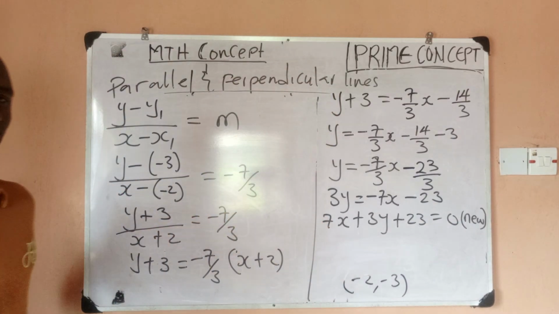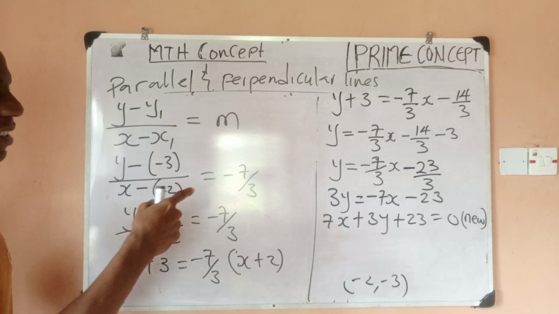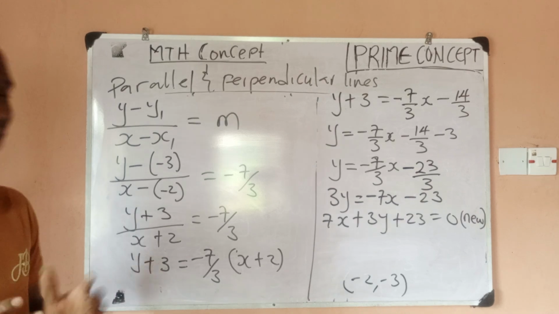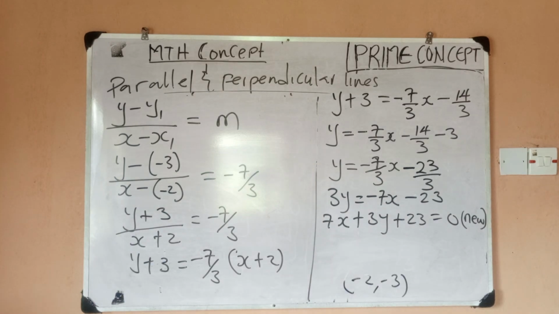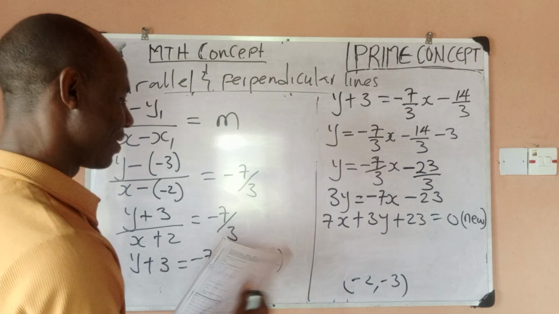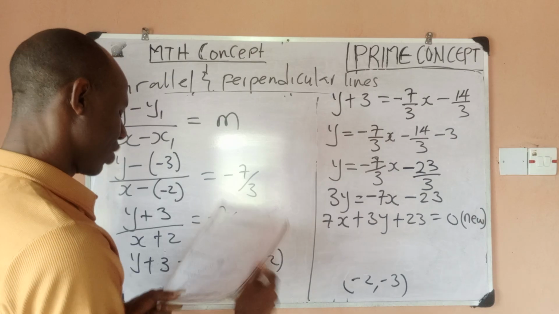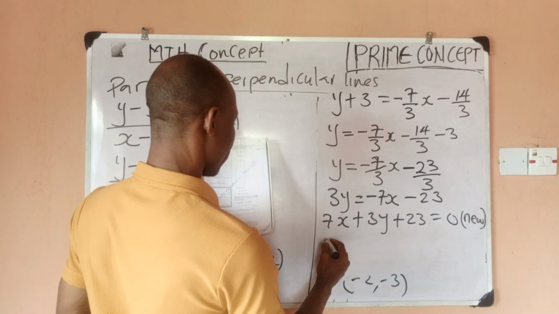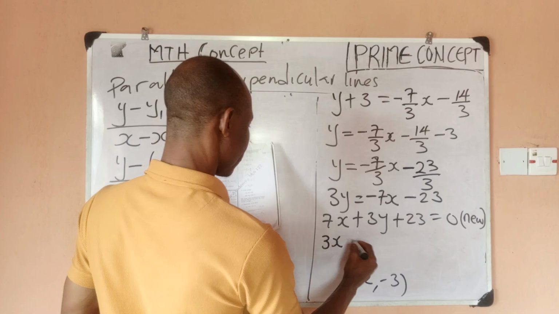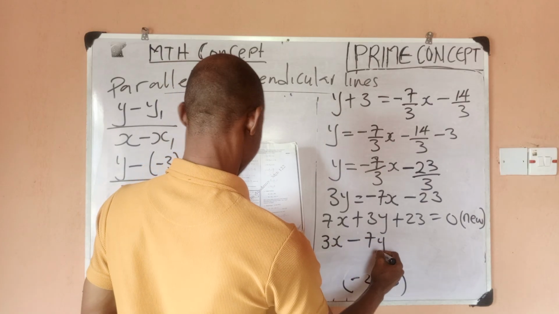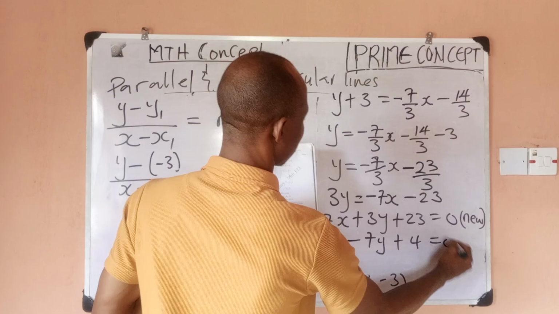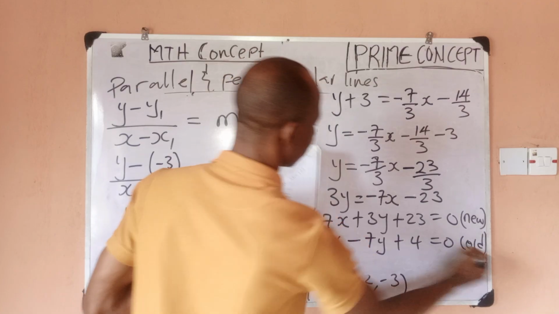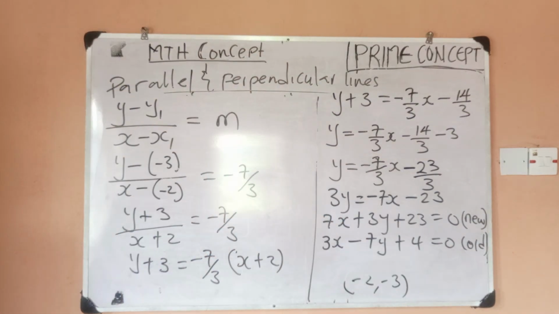So now, I want to do something again. Let's compare this new equation to the old equation that we were given, so that we can see how we can derive a new method or a short way of solving this. Now, the old equation given to me was 3x minus 7y plus 4 equals 0. So this is the old one. Then the new one is there, right?